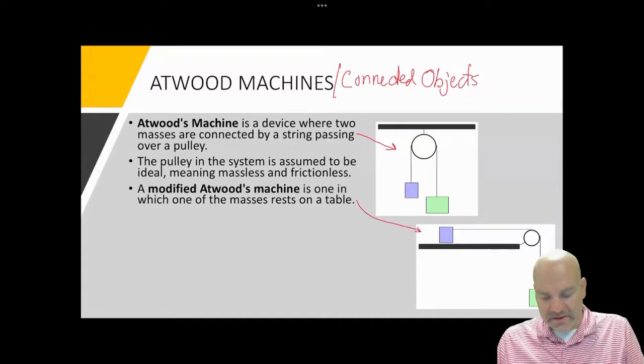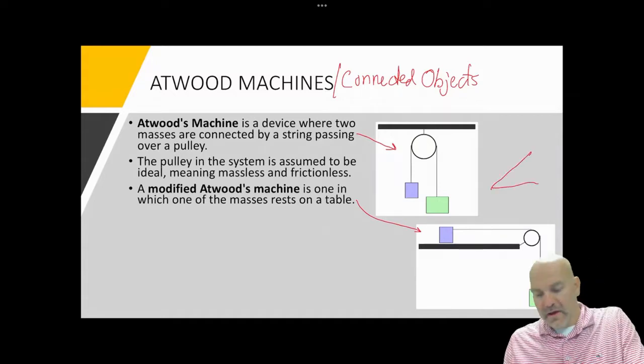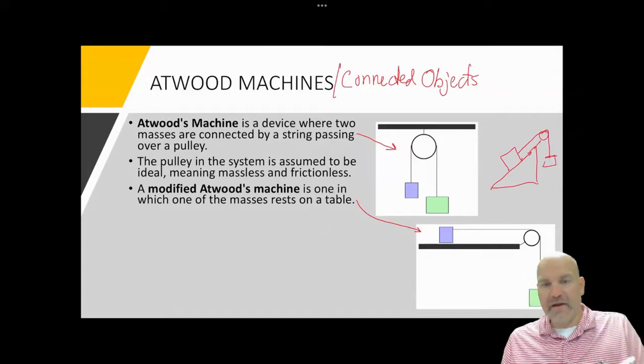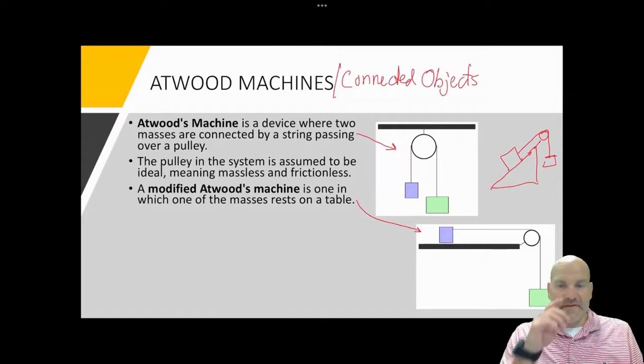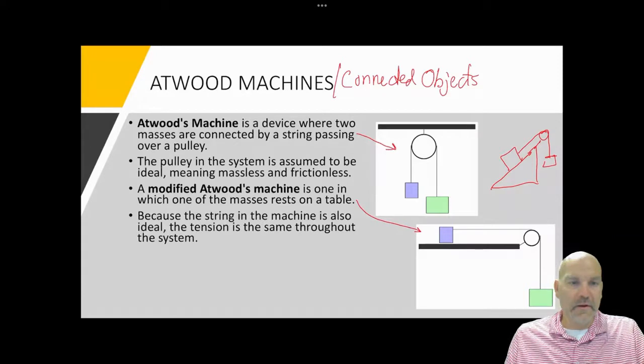A modified Atwood machine, which is the one that you see here at the bottom, is one in which one of the masses rests on the table. Or later we can introduce an inclined plane. This is still technically a modified Atwood machine because the masses aren't just hanging, right? One's on a table, one's hanging.